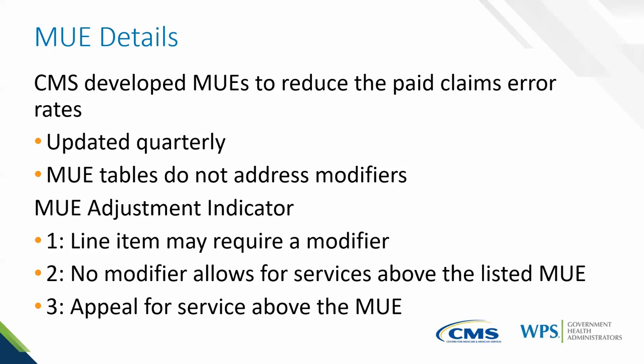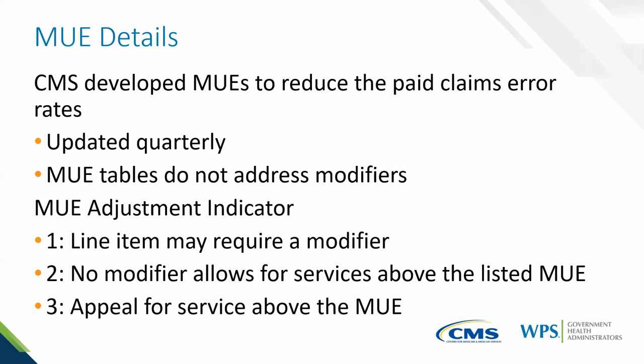If you're submitting units of service above what that MUE is listed on that website, you want to split those lines. Otherwise, Medicare is going to deny everything that's on there. So split those lines. Your units of service are going to be the MUE on the first line. The second line is going to be your additional units, and then of course your pricing for that.